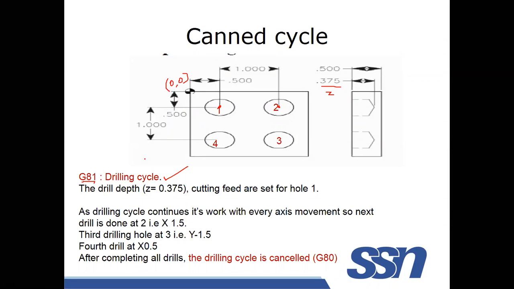Once this is over, see, G81 I have invoked, G81, okay, X 0.5, Y minus 0.5. The required feed rate is also something you need to set. It is all set, let us assume. So as per feed and as per depth of cut, the operation is performed here.